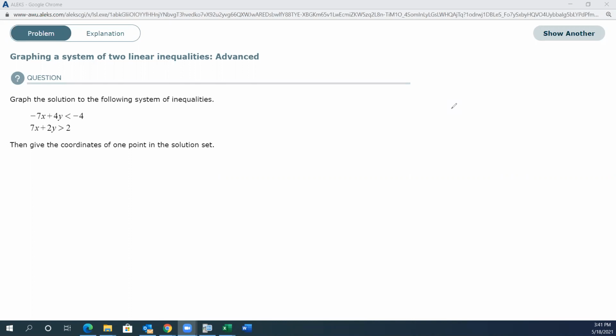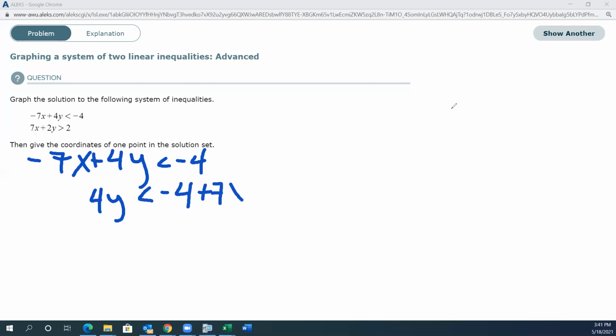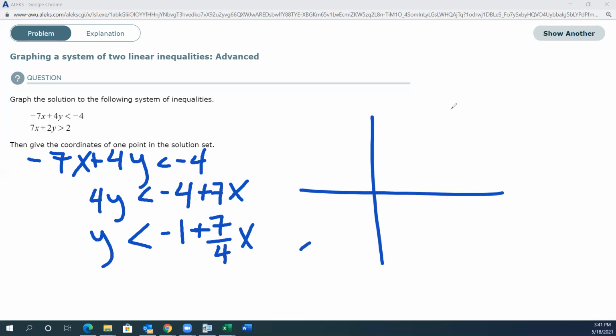So if I take that first one, -7x plus 4y is less than -4. Okay, so I'm going to add 7x to both sides, and then divide both sides by 4. Okay, and I've got that. So a y-intercept of -1 and a positive slope of 7/4. So if it's a positive slope, that means from left to right, it's going up. If it's a negative slope, from left to right, it's going down.